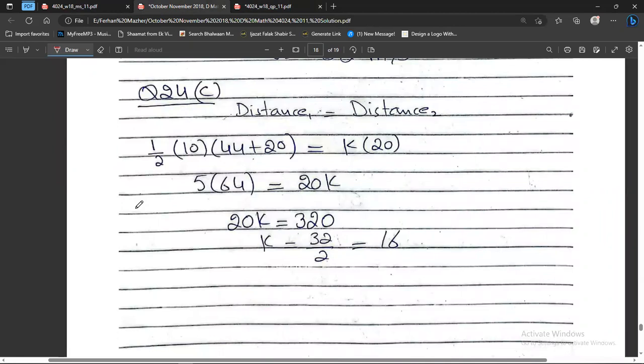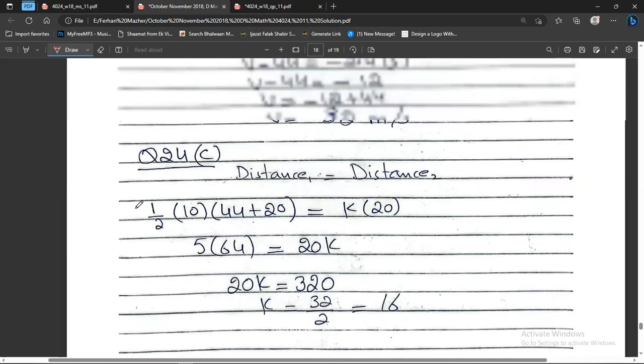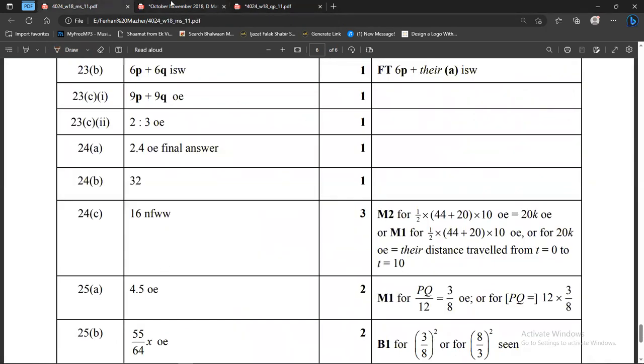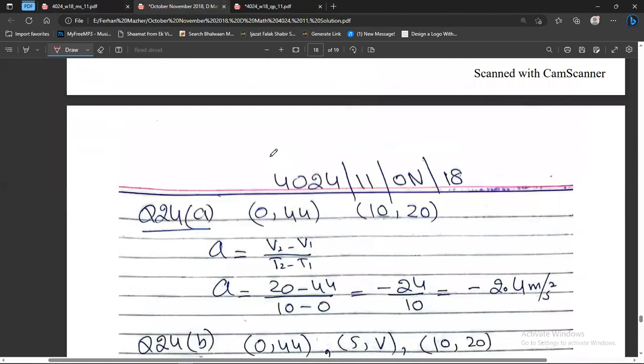The distance 1 area is in the shape of a trapezium. So it will be 1 by 2 into 10 into, in the bracket, 44 plus 20. Bracket closed. So you will have 5 into 64, and on the other side it will be only k multiplied by 20, so that is 20k. So 5 into 64 is 320, and k will be 320 divided by 20. The 0s will be cancelled. 32 divided by 2 is 16. So the k value is 16. Let's check. K value is 16, sir. Okay, so let me show you.